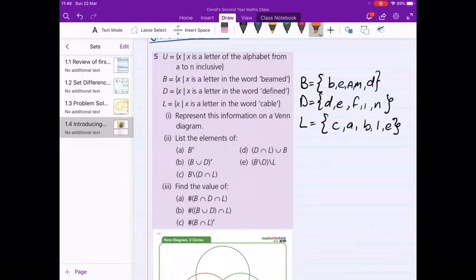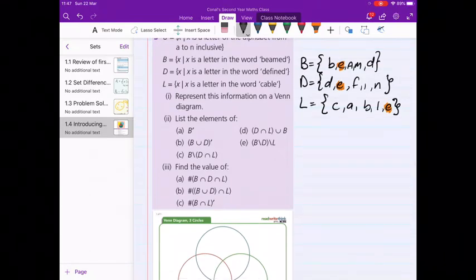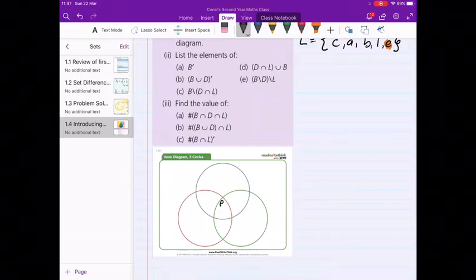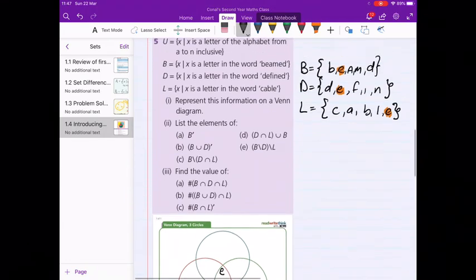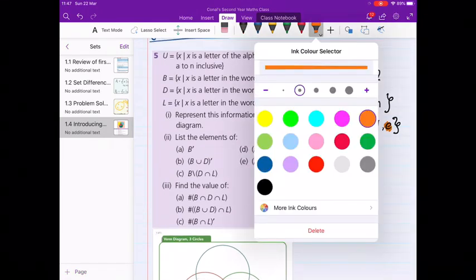Okay, so first off, we need to look and see, are there any that are in all 3 of them? So I can see that E is in beamed, is in defined, and is in cable. So that means the letter E is going to go in the intersection of all 3, in the middle here. Then do I have any others? A is not in defined. I think E is the only one we have there. So E will be the only one that goes in the intersection of all of them.